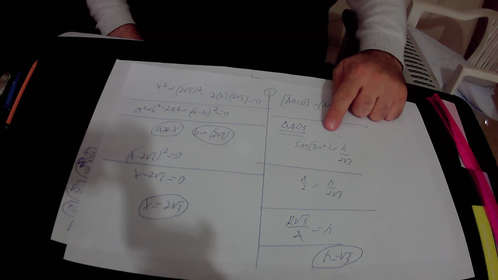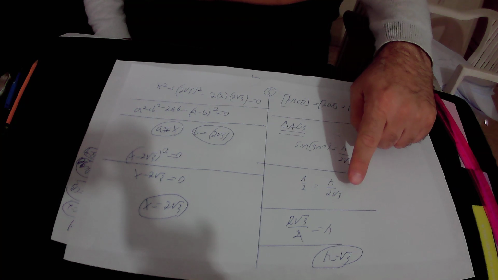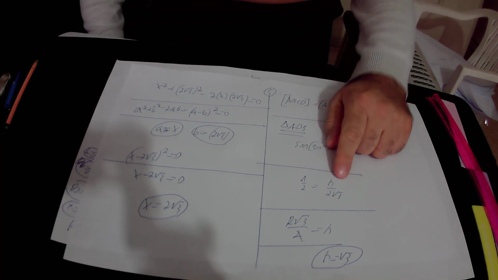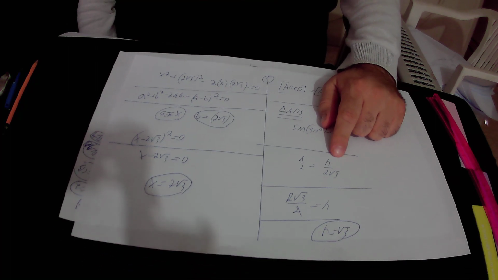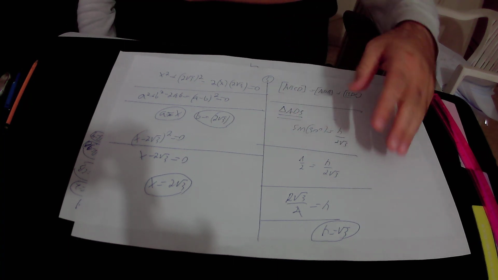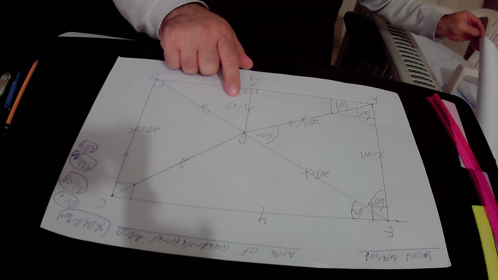We know that sine 30 degrees is 1 over 2, so we get that 1 over 2 equals H over 2 times square root of 3. We multiply this equation by 2 times square root of 3, and we get that H equals 2 times square root of 3 over 2. 2 over 2 is 1, so H equals square root of 3 units.